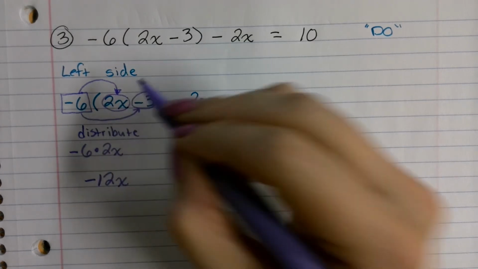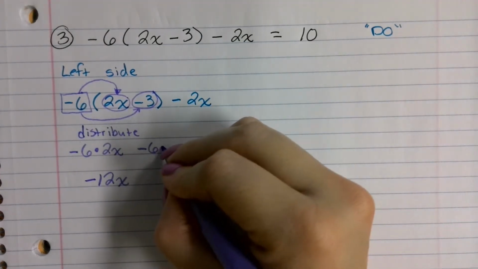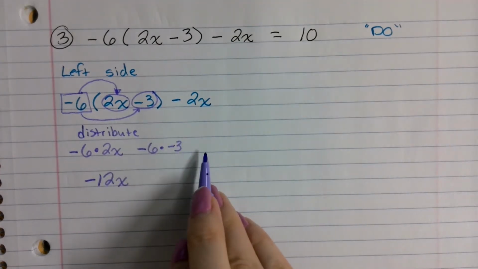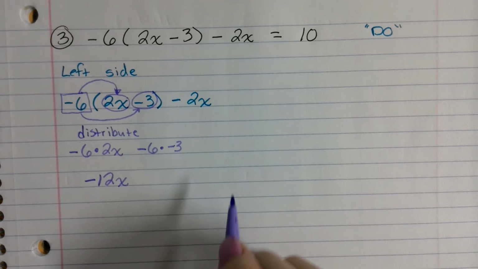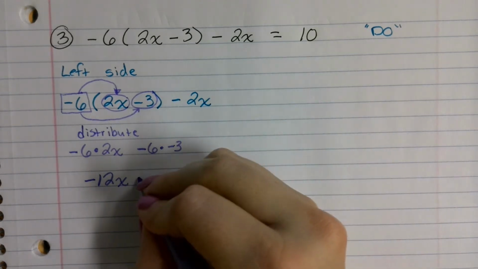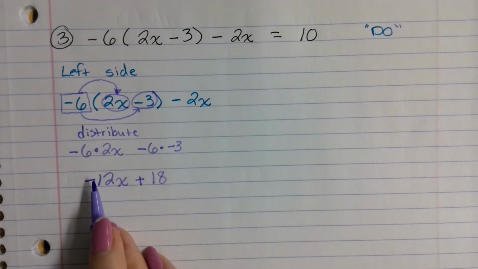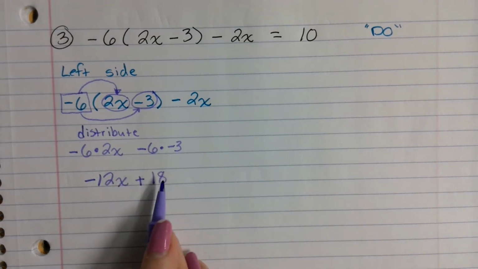And then I need to multiply negative 6 times negative 3. Negative 6 times negative 3. What's negative 6 times negative 3? Positive 18. So we now have negative 12x plus 18.